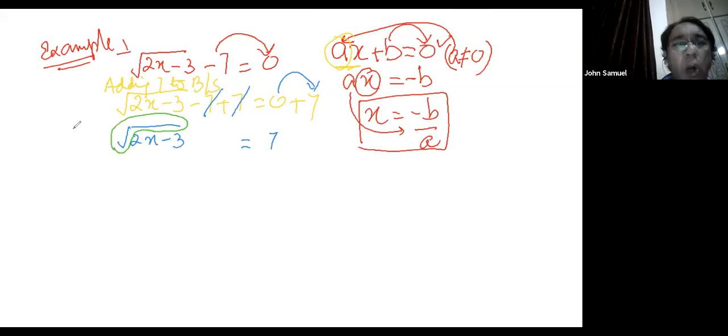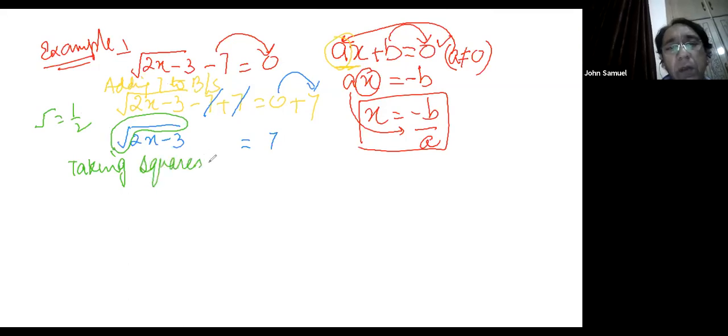What is the opposite of this radical sign? Its value is 1 upon 2, so the opposite is squaring. We can take squares to both sides. Taking squares to both sides: the square root of 2x minus 3 is there, and squared, 7 and squared.